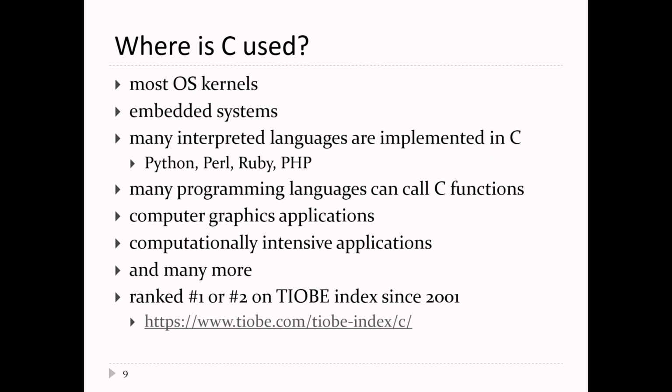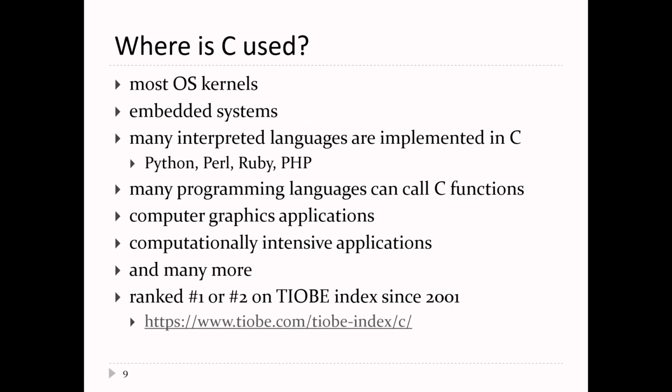Okay, so where's C used? C is often used for something that has to be fast. Often the systems that you're building with C aren't enormous, but that's not necessarily true. You can build very large scale systems with C. It's used where things have to be fast and where the program has to work closely with the hardware. So most operating system kernels are written in C. Mac, Unix, and Linux kernels are all C. Windows is probably some C++ and C.